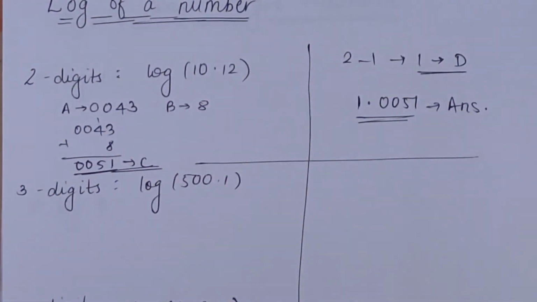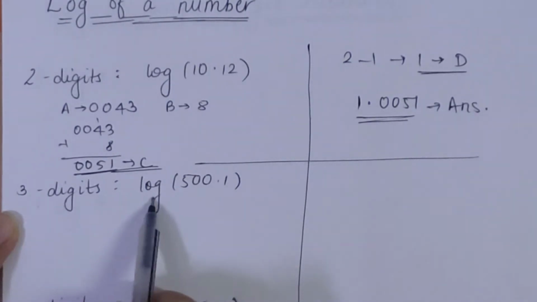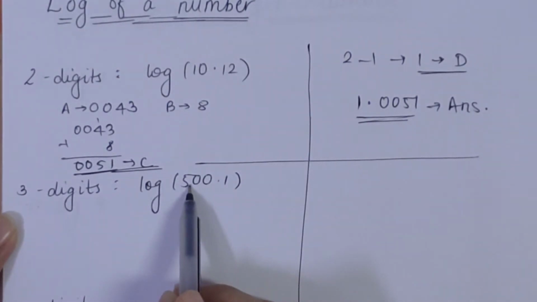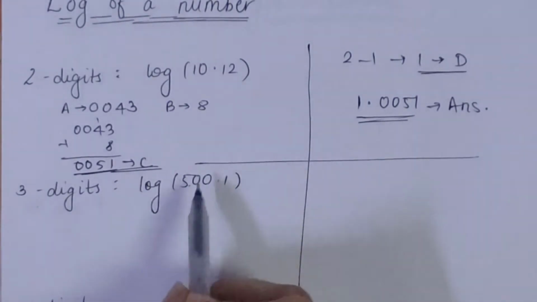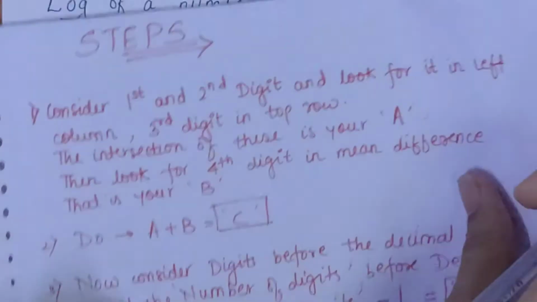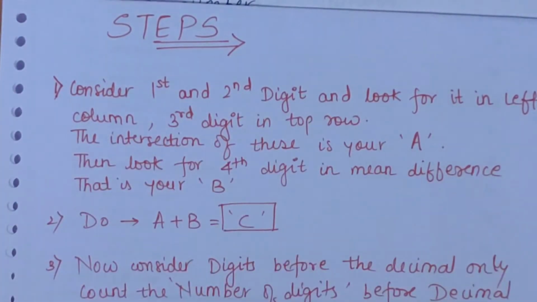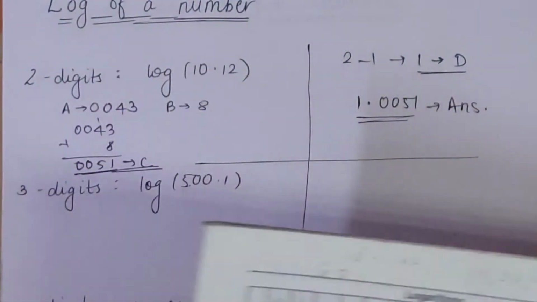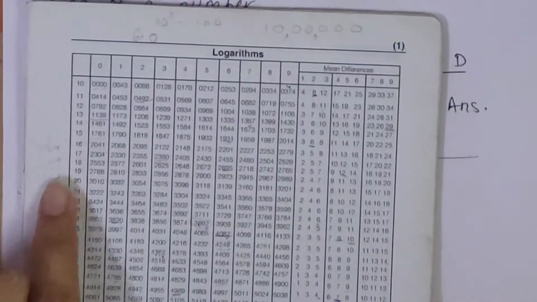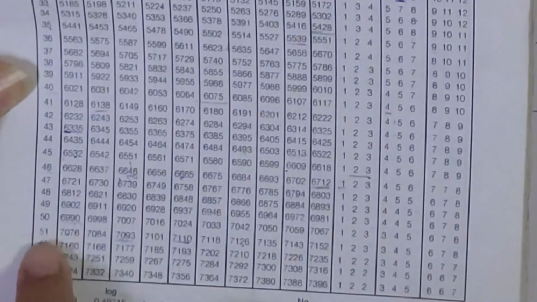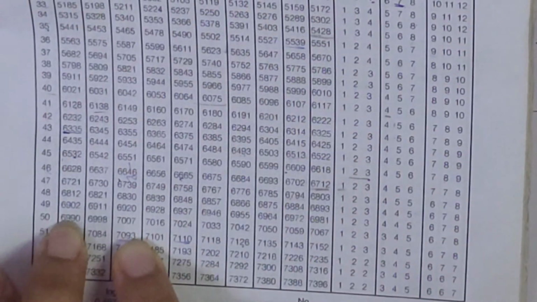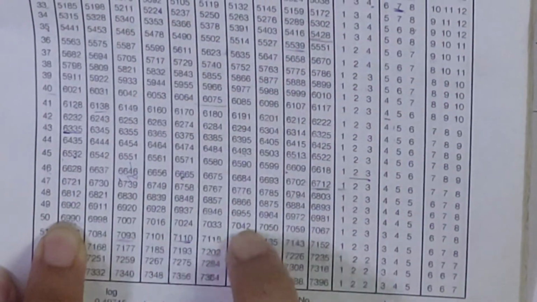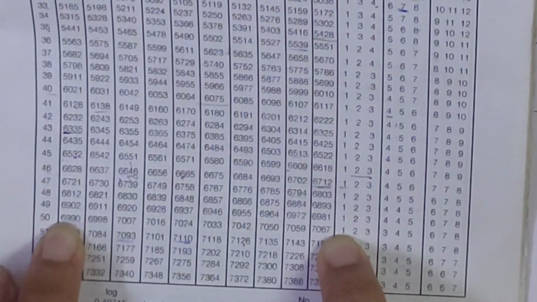Now let's move forward to the next sum. When my number of digits before the decimal point is 3. Let's start. So this is 50. Let's look at the steps again. Consider first and second digit in the left column, third digit in the top row, and intersection of that is your A, and look for the fourth digit in the mean difference column. So let's start. 50, 0 and 1. So here it is 50, 0 and 1. So it is 6990 and 1.